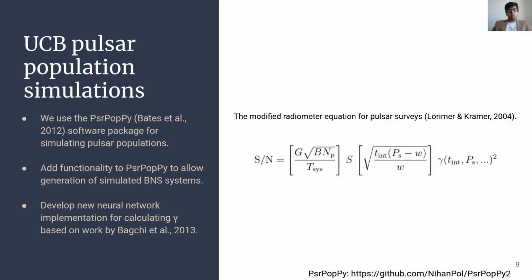To simulate the pulsar population, we use the PsrPopPy software package that was developed by Bates et al. in 2012. However, PsrPopPy originally did not have the functionality to calculate the orbital degradation factor for any given type of BNS system. As a result, as part of this work, we developed a new neural network implementation for the calculation of this orbital degradation factor gamma, and then we plugged that back into PsrPopPy so that PsrPopPy can now handle simulating BNS pulsar systems.